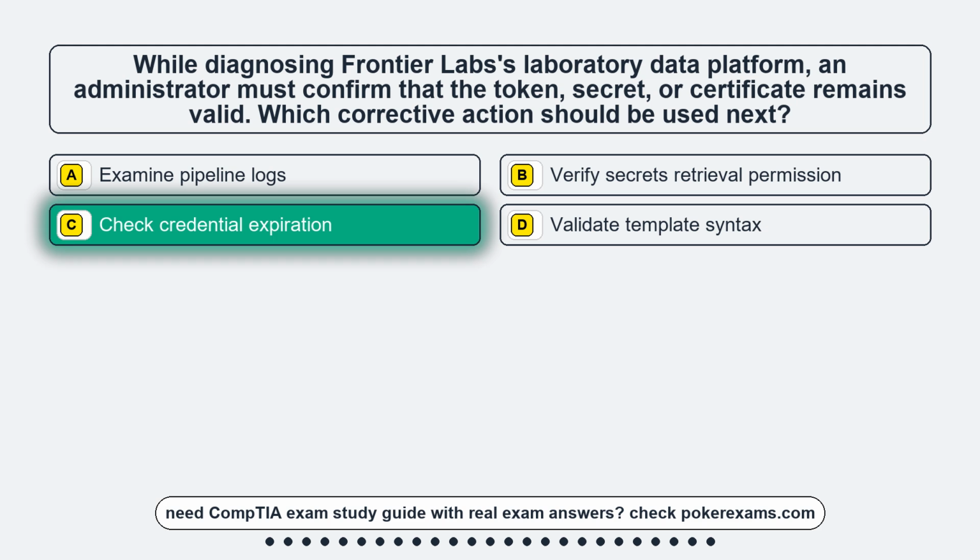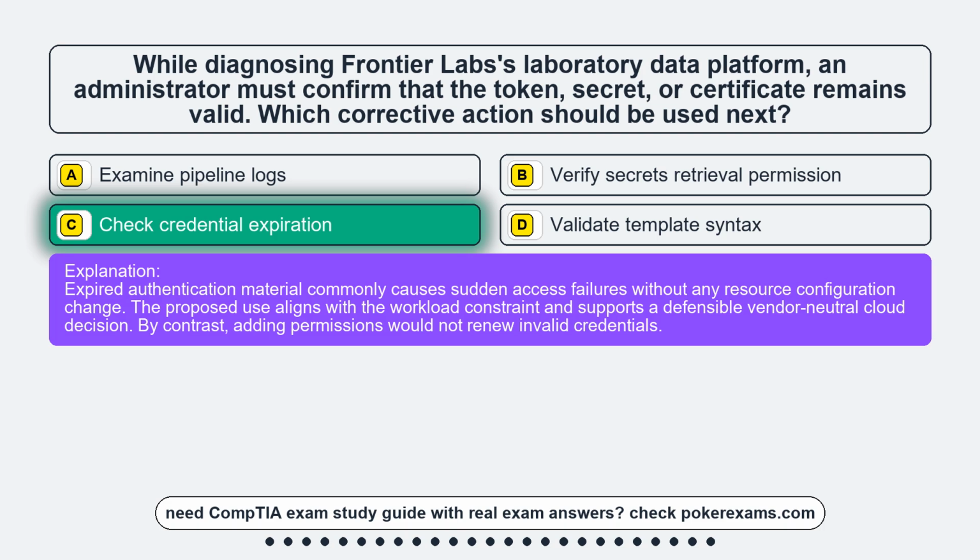The correct answer is option C, check credential expiration. Expired authentication material commonly causes sudden access failures without any resource configuration change. The proposed use aligns with the workload constraint and supports a defensible vendor-neutral cloud decision. By contrast, adding permissions would not renew invalid credentials.